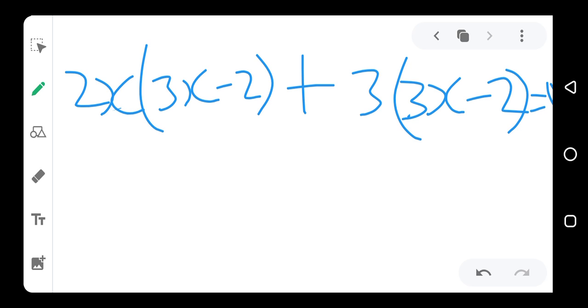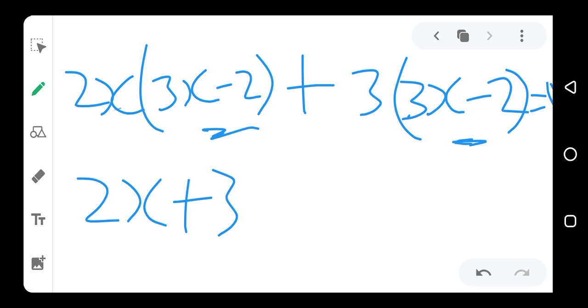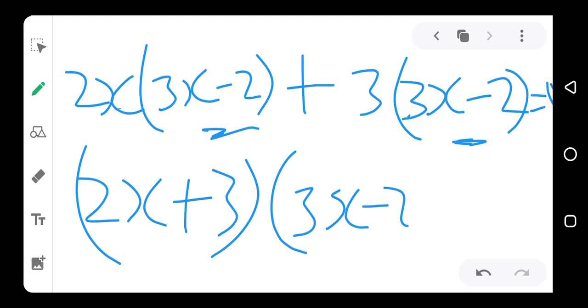Everything is equal to 0. So if everything is equal to 0, then we collect the terms, the one outside brackets, and then the one of the brackets. The two brackets are the same. The thing inside this bracket is the same thing that is inside the second bracket. So we are taking only one of the brackets. So we have 2x plus 3. Then the second bracket, 3x minus 2. Everything is equal to 0.